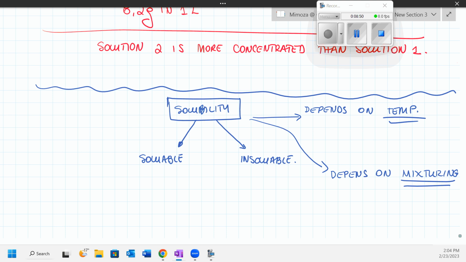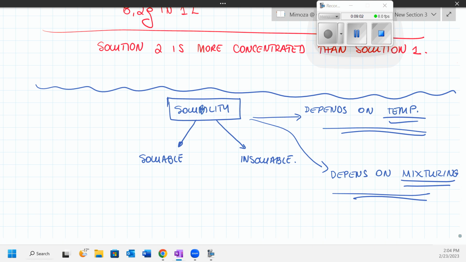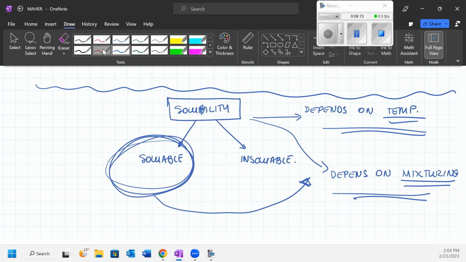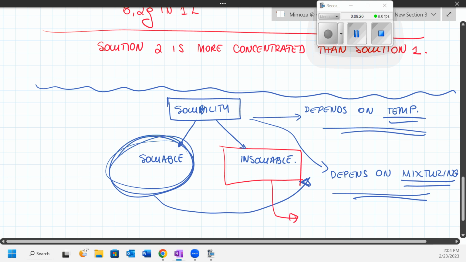Okay, so the two main factors of solubility are temperature and mixing, stirring, mechanically mixing it. Those will have an effect only when we have a soluble substance. If we have an insoluble substance, it doesn't matter what you are doing. Temperature affects a bit, but mechanical mixing doesn't affect it at all.